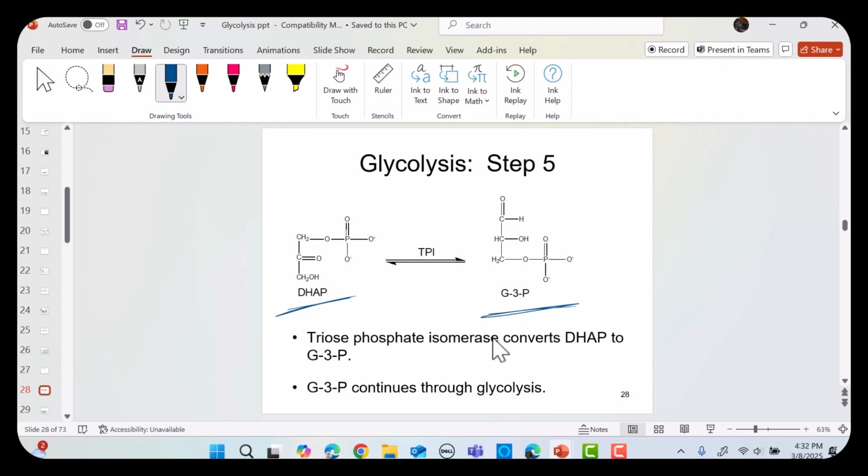Again, you don't have to know the enzyme, but you'd figure it out. What am I doing? I'm rearranging. I'm making an isomer, isomerase, out of what? 3-carbon sugar, triose. Remember, ose on the end is sugar. Triose with a phosphate. Okay, let's go to our diagram.